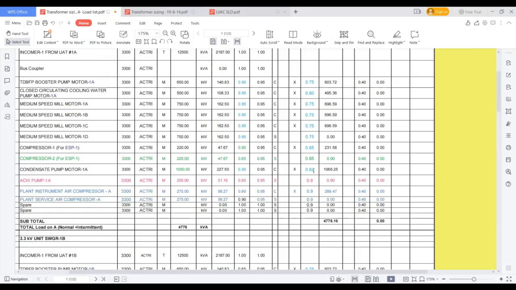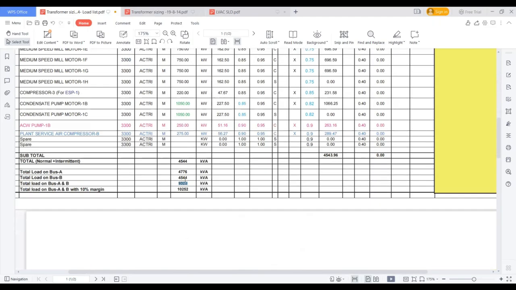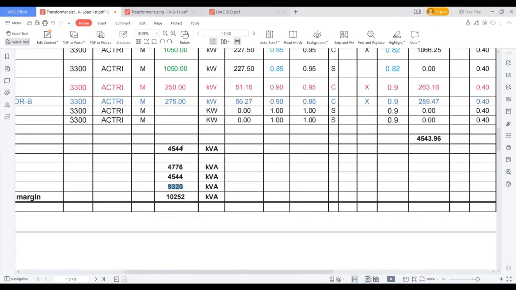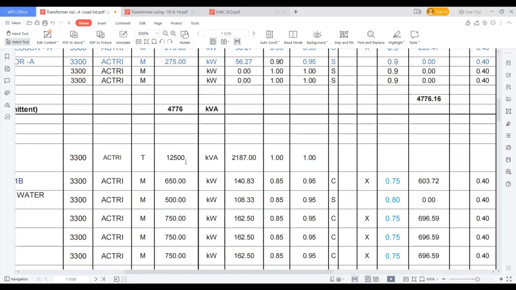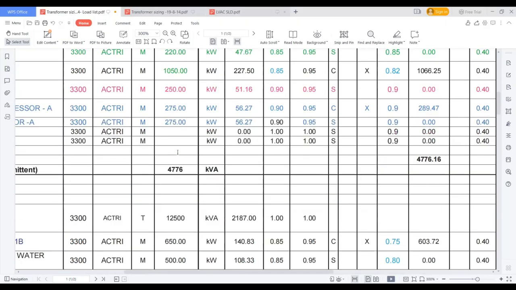But what is my connected load? If you add all these, then I will get the connected load. This is my maximum demand. What is the total connected load? This is the total connected load. Understood? Yes. Yeah.